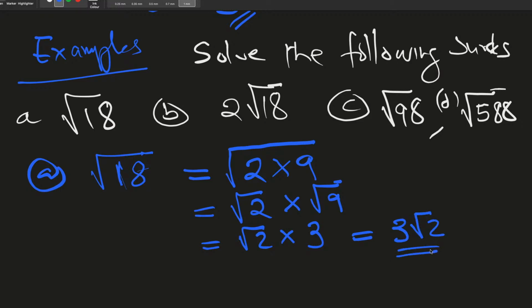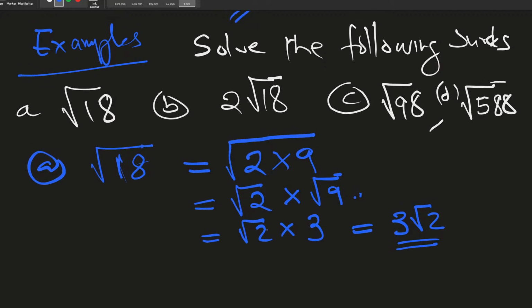Okay, so when we expanded the 18, we had 2 times 9, all sitting under the surd or square root. After that, we split them. So we have surd of 2 times surd of 9, as you can see. Then we find the surd of 9, which is the square root of 9, which is 3. So 3 times root 2. That gives us 3 root 2.